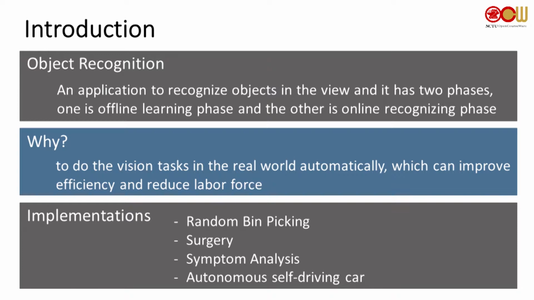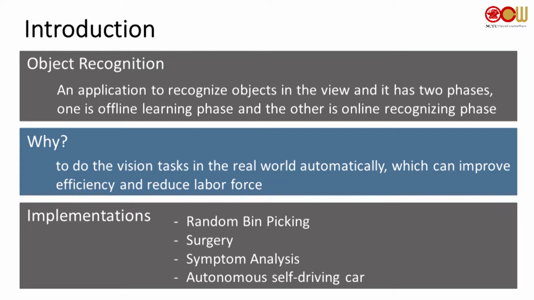And why do we need object recognition? Because humans are lazy and we want to do the vision tasks in the real world automatically. This can improve efficiency and reduce the labor force. There are some implementations of object recognition. For example, random bin picking calculates the objects from a random stacking scene, and we use a manipulator to capture the calculated object.